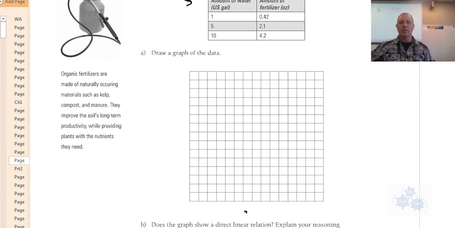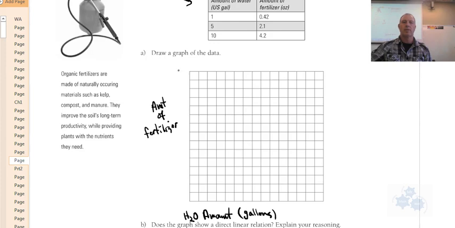So let's just do that. You can just write gallons or amount. Really, that's the units, gallons. So let's do amount of water, H2O. You can simplify. H2O is water, so you can write that if you want to do that. And then on this side, amount of fertilizer. Okay? So we have that figured out.